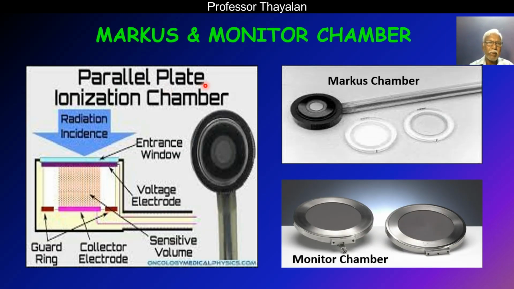This is a parallel plate ionization chamber which is having a thin entrance. When radiation passes through, there is not much attenuation of radiation taking place here. That's why it is very much useful for skin dose measurement in patients. This is commercially available in the form of marker chamber or rose chamber. So this is used for electron dosimetry as well as the skin dose measurements in the patient. So this is the type of monitor chamber used in linear accelerator for monitor unit calculation.